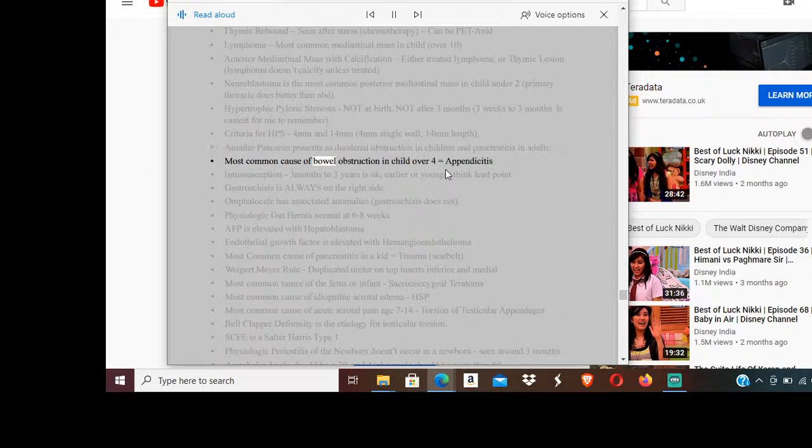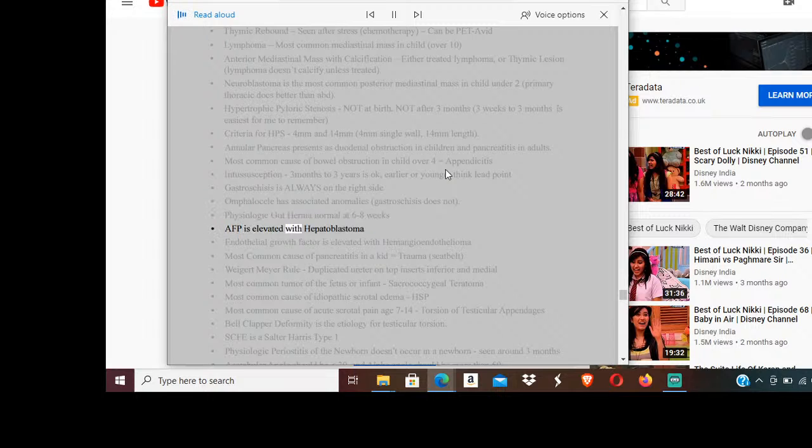Most common cause of bowel obstruction in a child over 4 equals appendicitis. Intussusception, 3 months to 3 years is okay; earlier or younger, think lead point. Gastroschisis is always on the right side. Omphalocele has associated anomalies, gastroschisis does not. Physiologic gut hernia is normal at 6 to 8 weeks.